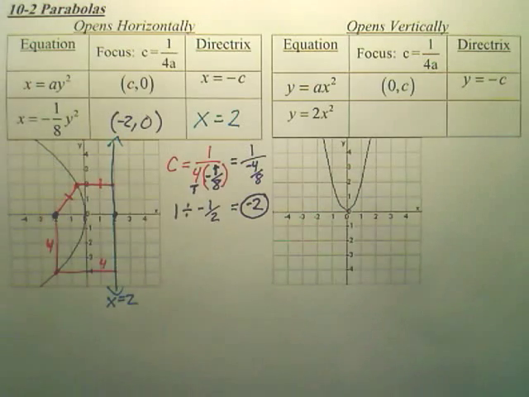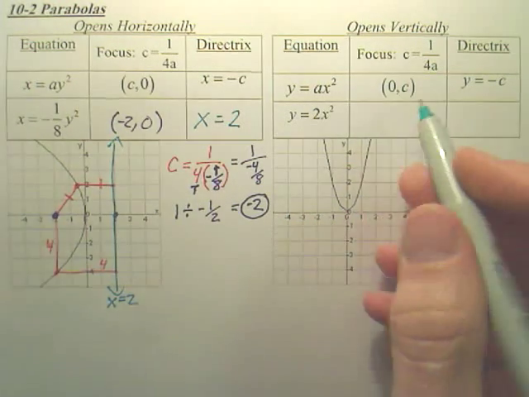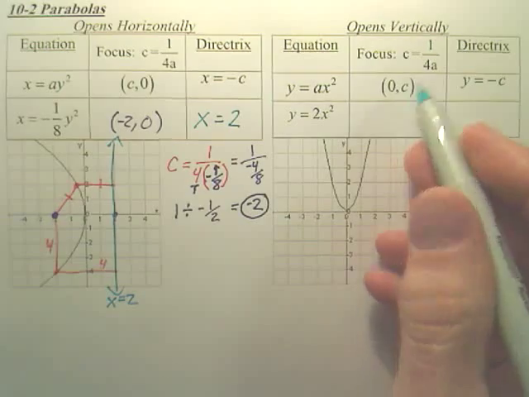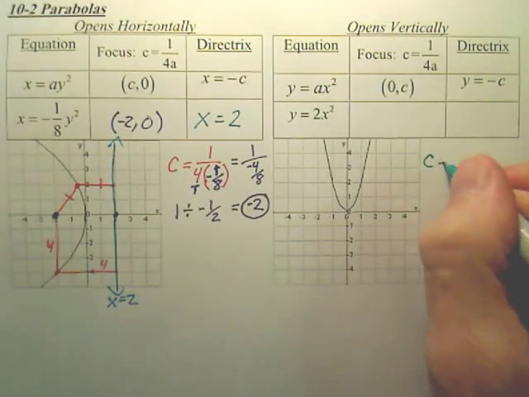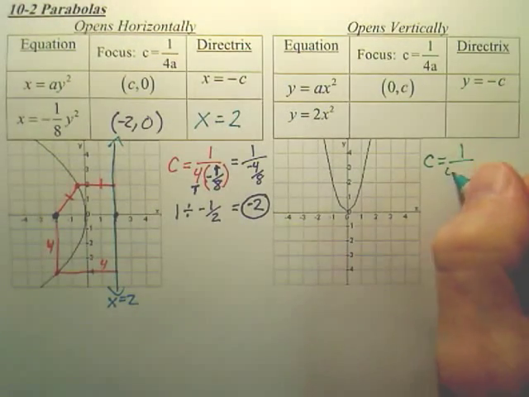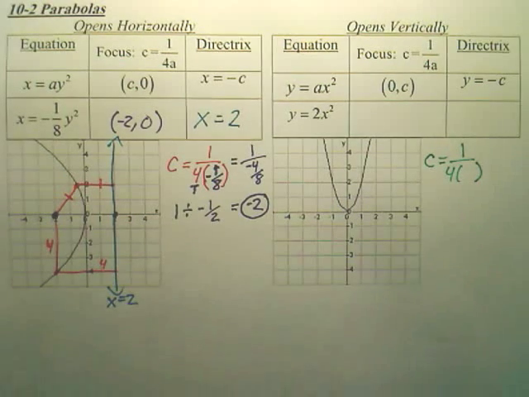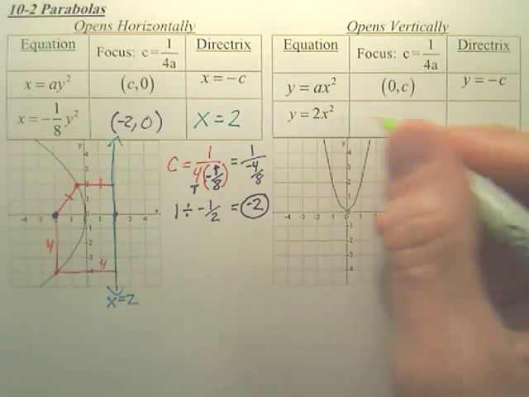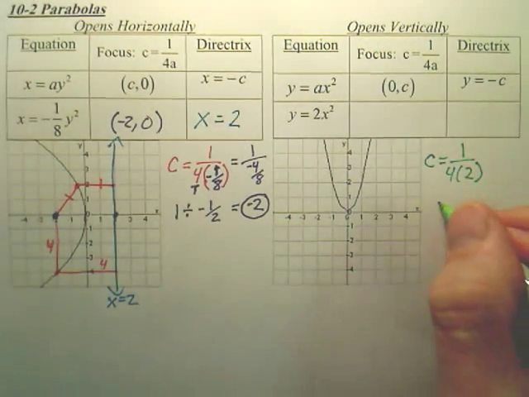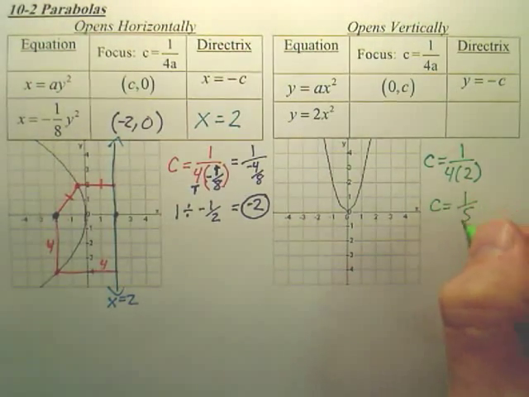We'll do it again on this one. All right, let's do this one now. Let's find C. So C is going to be 1 over 4 times A. And what's A? A is 2. So C is equal to 1 over 8.